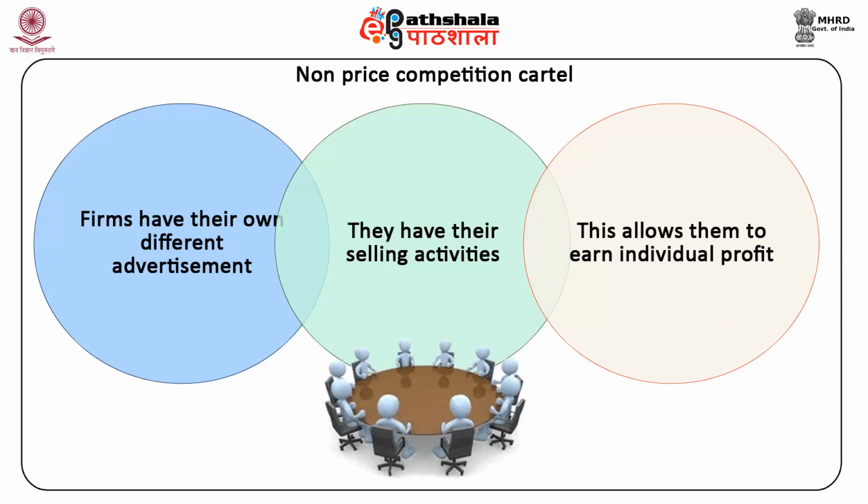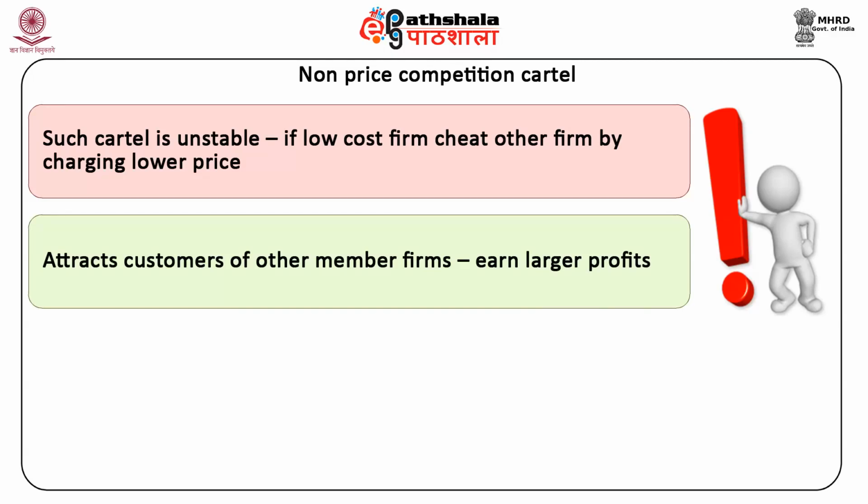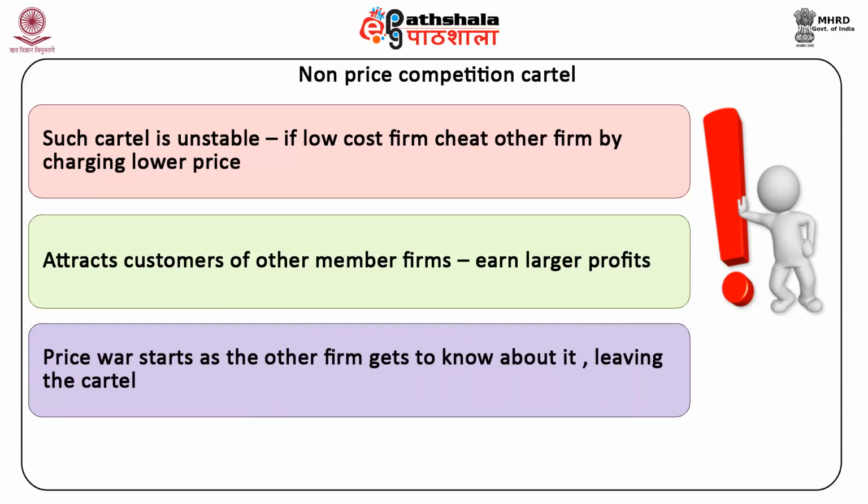and thus this type of cartel allows them to earn some individual profit. However, this type of cartel is unstable because if one low-cost firm cheats the other firms by charging a lower price than the common price, then it will attract the customers of other member firms too and earn larger profits. And when the other firms come to know about it, they will leave the cartel and a price war will then start in the industry.